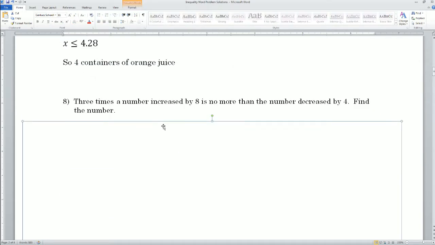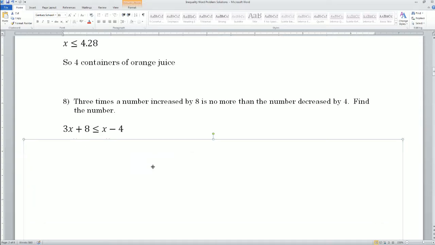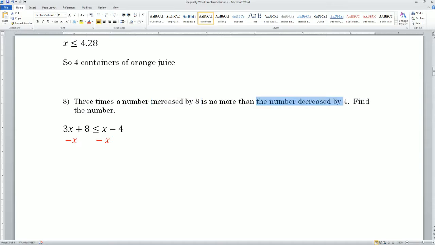8. 3 times the number increased by 8 is no more than the number decreased by 4. Find that number. 3 times the number, that's 3x. Increased by 8, that's the addition, plus 8. Then the number decreased by 4, which is on the right hand side, x minus 4.